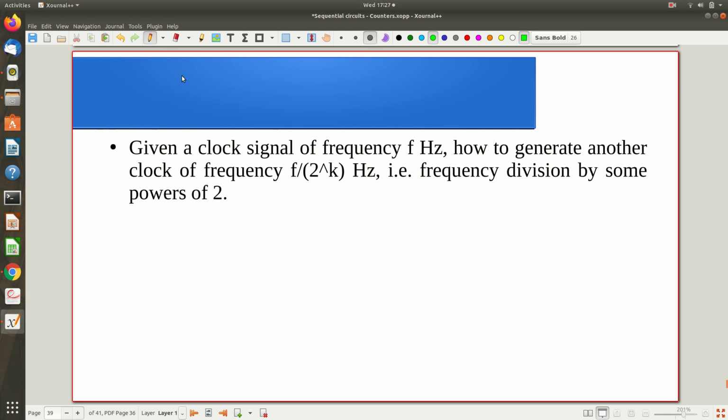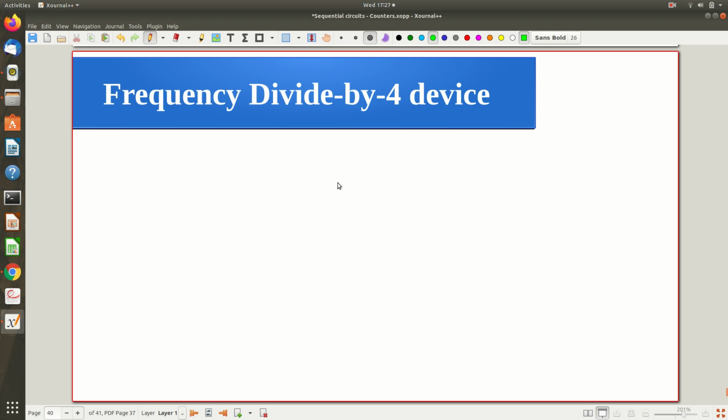Now the question is, can I divide the input frequency by some power of 2? It can be divided by 2 power 2, that is 4, divided by 8, divided by 16. So we are interested in division of the input frequency by powers of 2 only. So can I do that? If the input frequency is f hertz, how do I generate another clock of frequency f by 2 power k hertz? That is frequency division by some power of 2, which is what I am interested in. So let's start with the circuit which can divide the input frequency by 4.